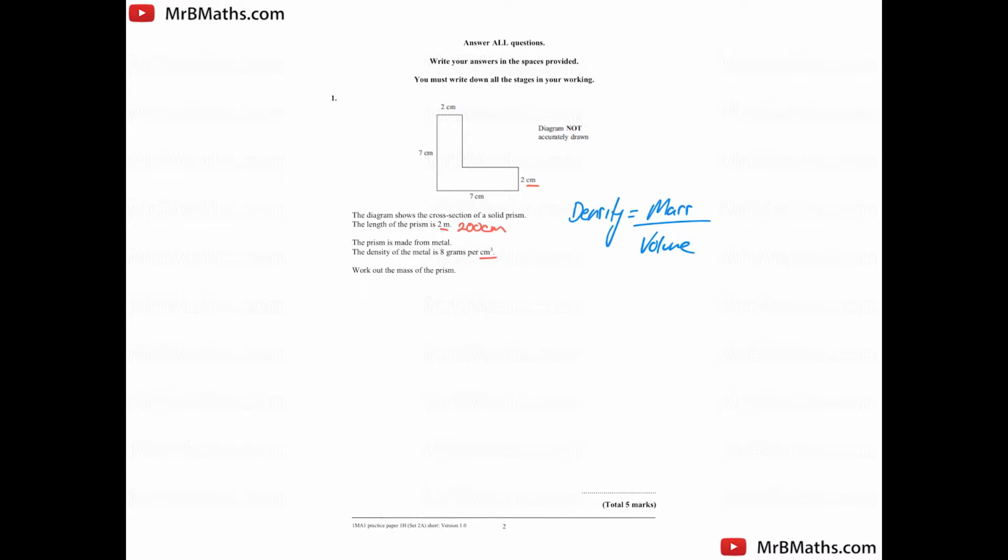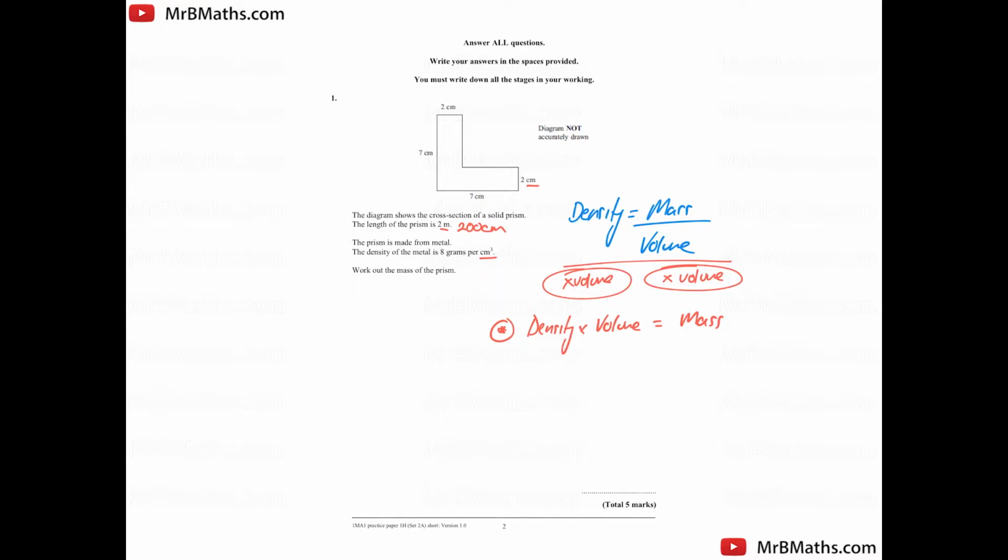So 2 meters in centimeters would be 200 centimeters. So we need to work out the mass. So if we get this formula here and rearrange, we need to get this by itself. So what's happening to mass right now? Well, it's being divided by volume, so we do the inverse. So if we times by volume each side, we end up with density times volume equals mass.